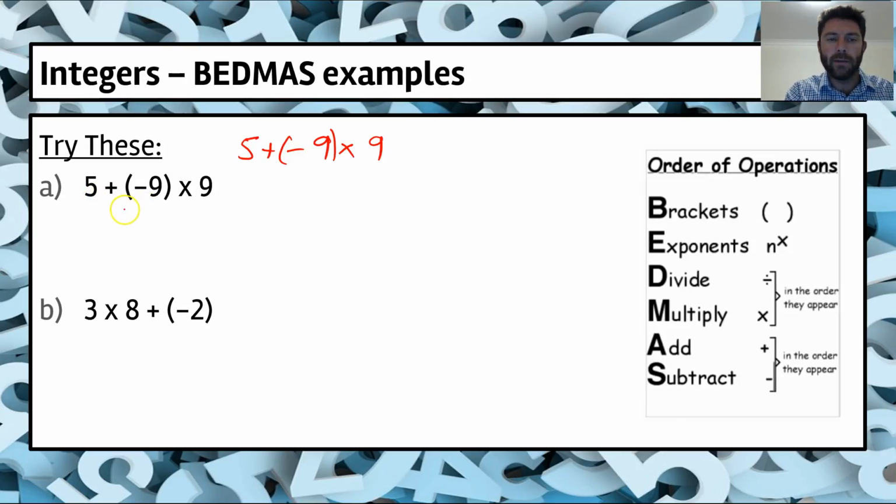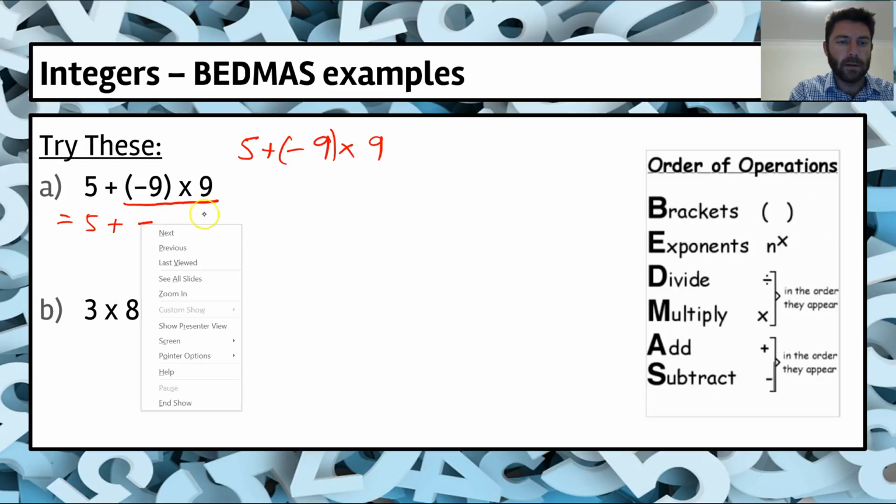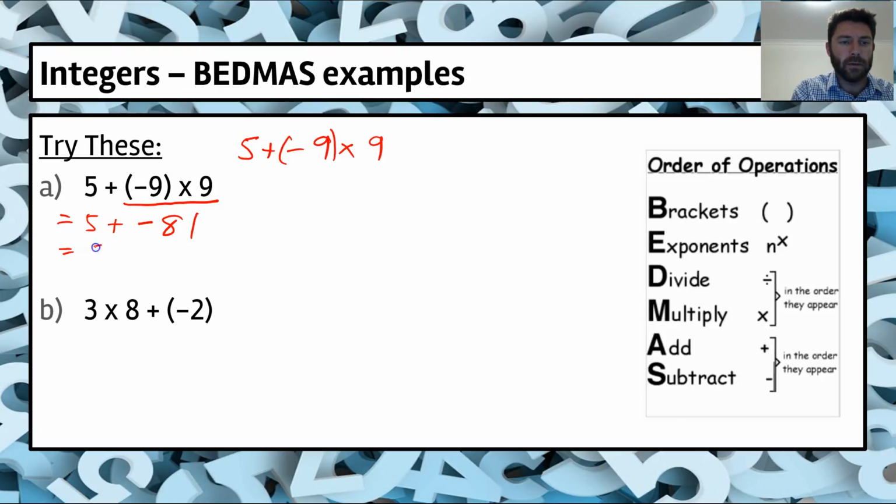So let's have a look. What are we going to do first here? Brackets. Well, that bracket isn't actually a bracket, it's just highlighting the number. Any exponents? No. Division or multiplication? Yes. We've got minus 9 times 9. So I'm going to highlight that. Minus 9 times 9 is minus 81, so we have 5 plus minus 81. Now we've got 5 plus a minus, so that actually equals 5 minus 81, and that equals minus 76.